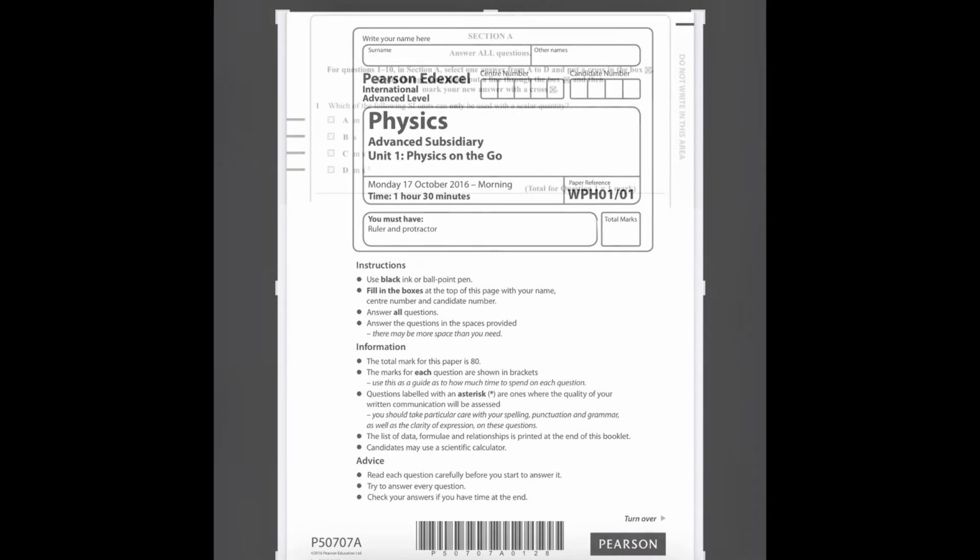Let's go. Number 1. Which of the following SI units can only be used with a scalar quantity? So we have two kinds of quantities. One quantity is a scalar quantity and another quantity is a vector quantity. A scalar quantity is a quantity in which we have only magnitude but we do not have any direction, and a vector quantity is a quantity in which we have both magnitude and direction.